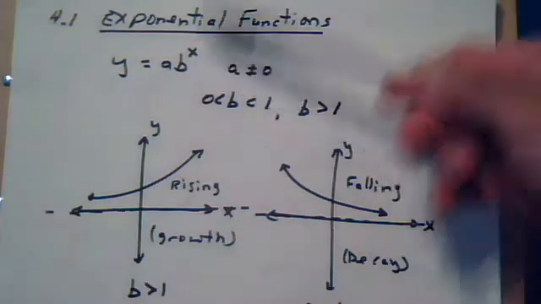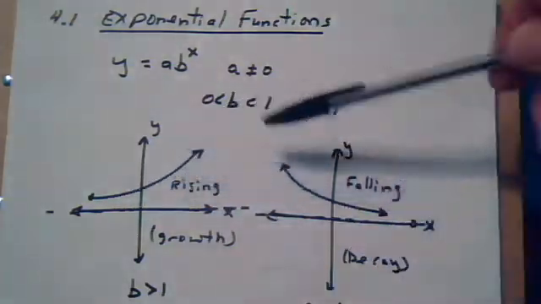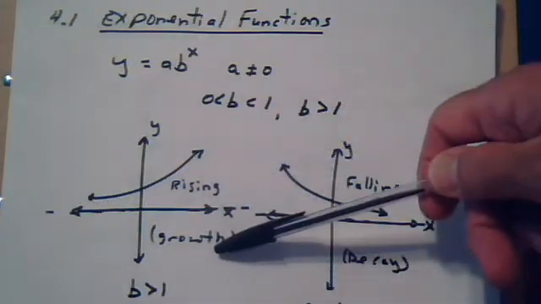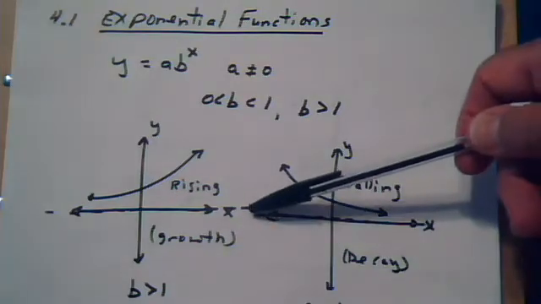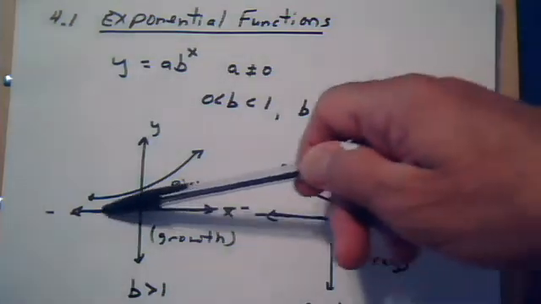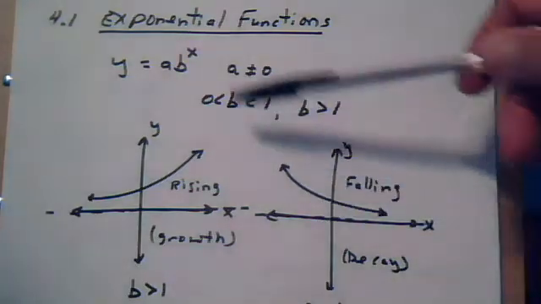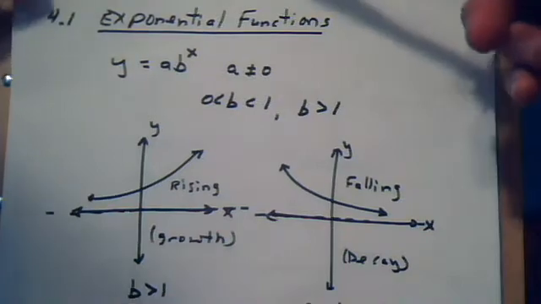This is the equation. Now, notice the shape of the graph. The graph can be rising, that would be growth, or falling, that would be decay. Also, notice there's a horizontal asymptote. So exponential functions already come packaged with a horizontal asymptote.